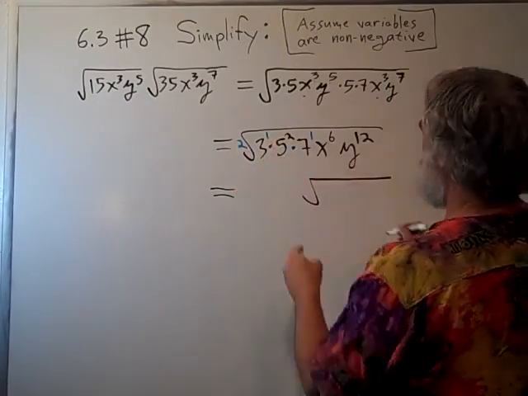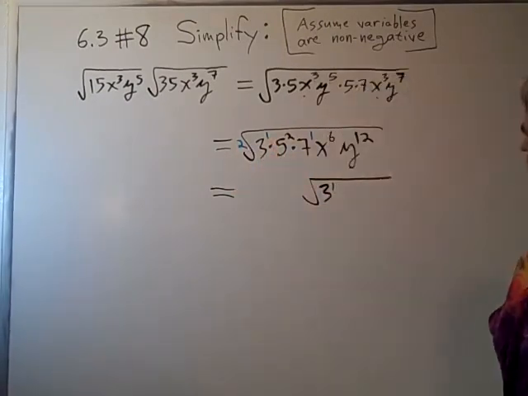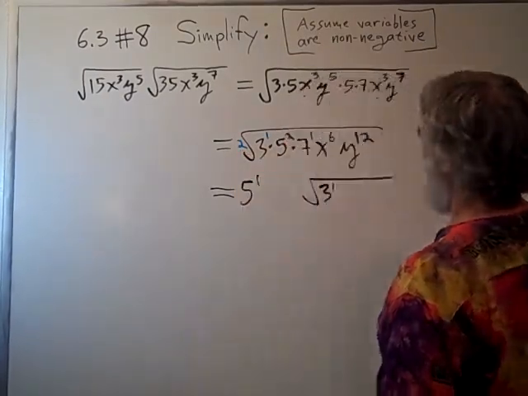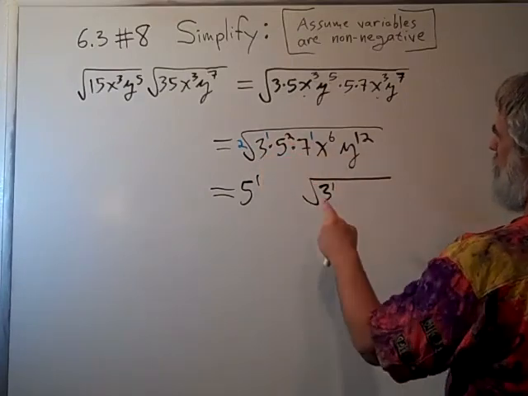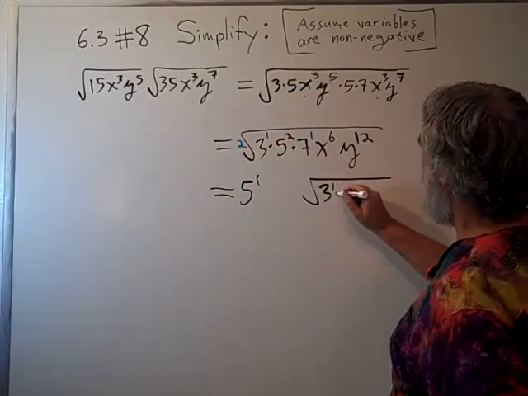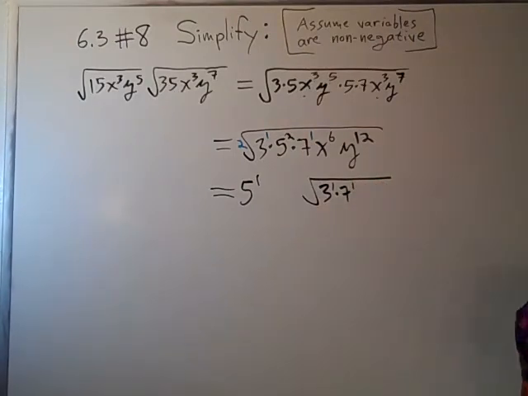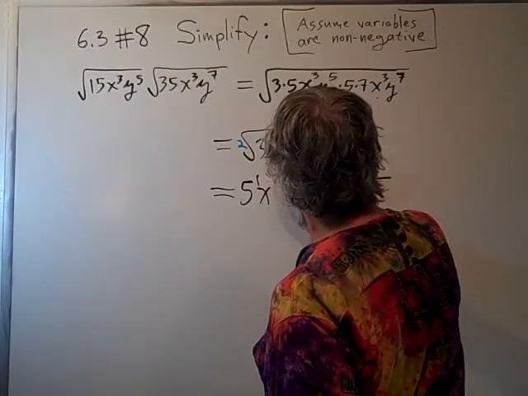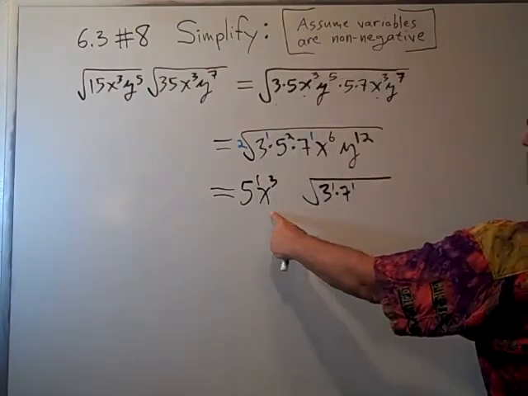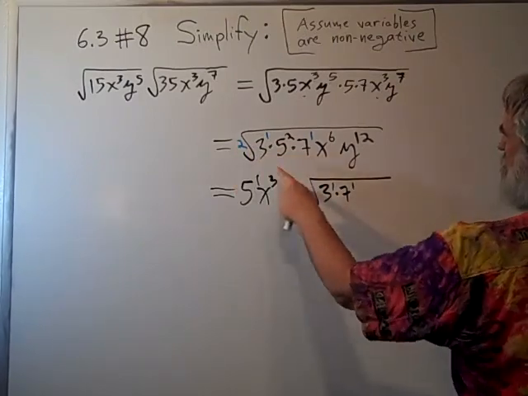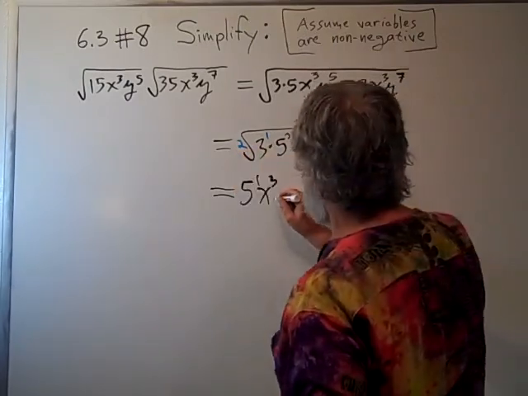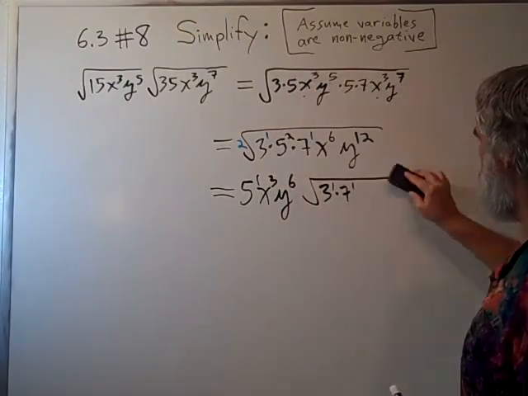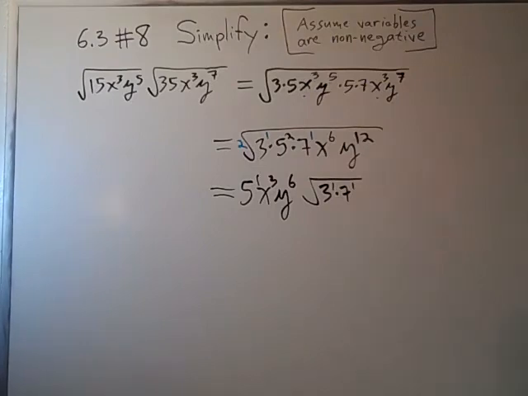So 2 doesn't go into 1, so none of the 3's get out of there. But 2 divides into 2 once. So 1 5 gets out with no remainder, so no 5's remain. 2 doesn't divide into 1, so that 7 to the 1 remains. 2 does divide into 6 3 times, so 3 x's get out, and with no remainder, so no x's remain. And 2 divides into 12 6 times, so 6 y's get out with no remainder, so no y's remain under the radical.